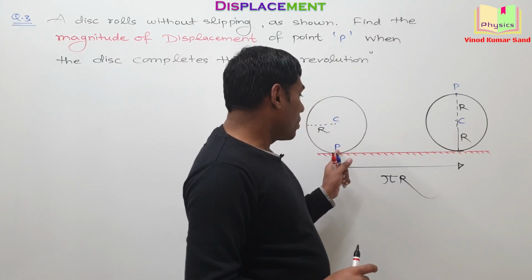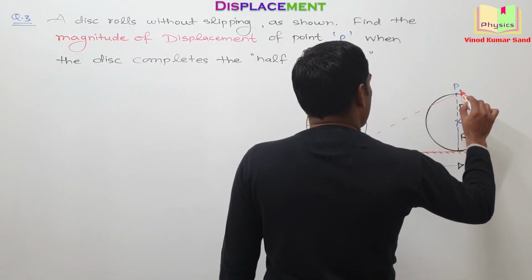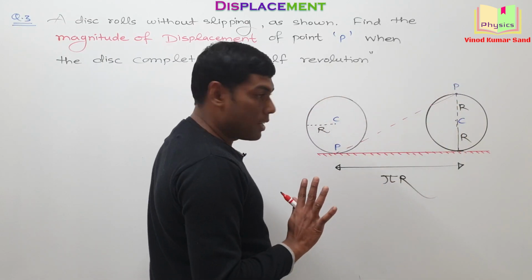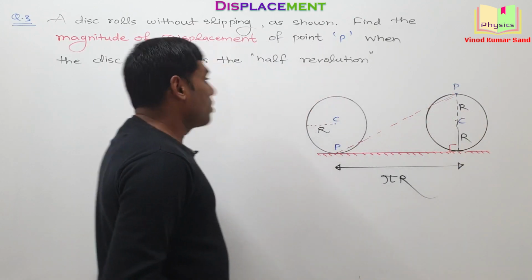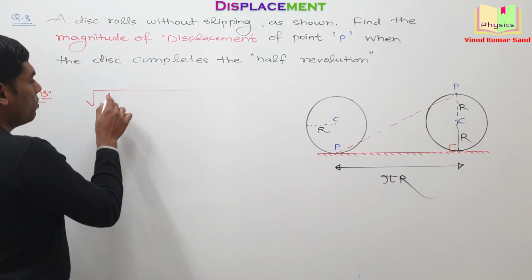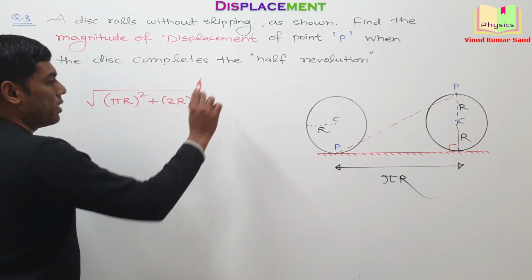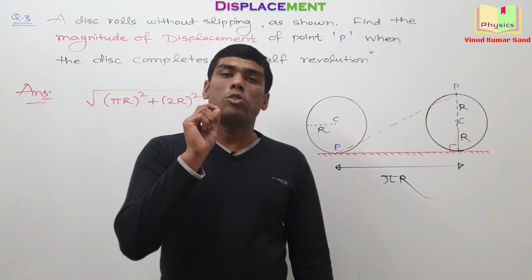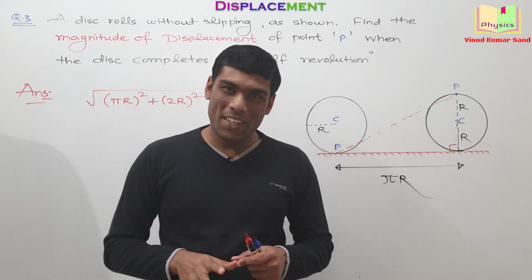We need the magnitude of displacement of point P, which means we need this length, the shortest distance between the initial position and the final position. Getting it? And this length can easily be obtained using the Pythagoras theorem. It means our answer will be equal to the square root of (pi r) square plus (2r) square. Getting it? Note it down. Then you'll be getting a checkpoint. You may try those questions for better conceptual understanding. Okay?